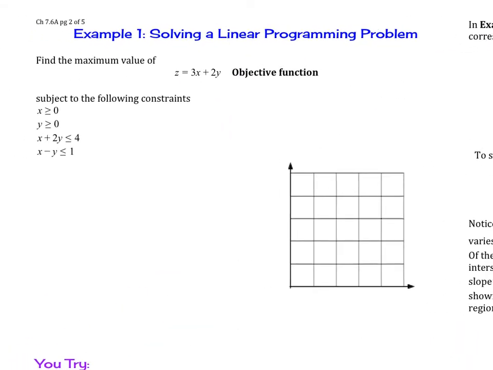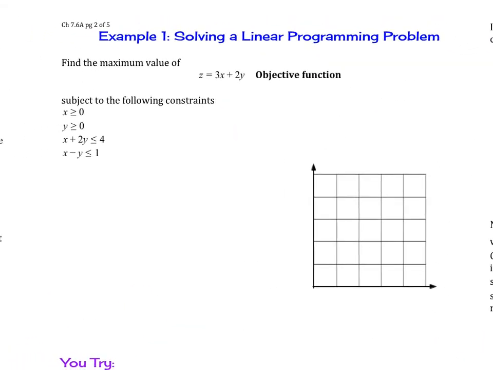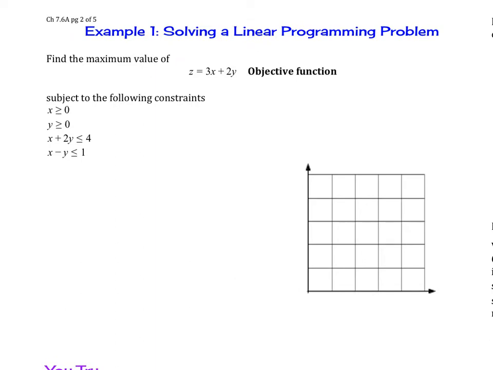Let's try an example here. Solve a linear programming problem. We're going to find the maximum value of z equals 3x plus 2y. That's our objective function, but it's subject to the following constraints. So according to what we just read earlier, what we need to do is sketch the region according to the constraints. So we need to sketch all these and then shade as it states.